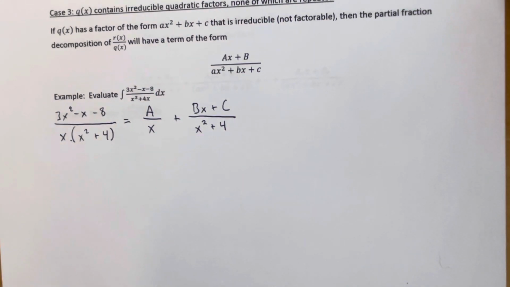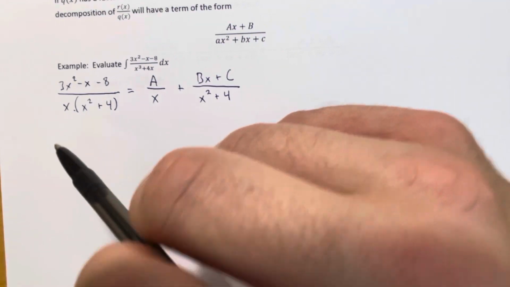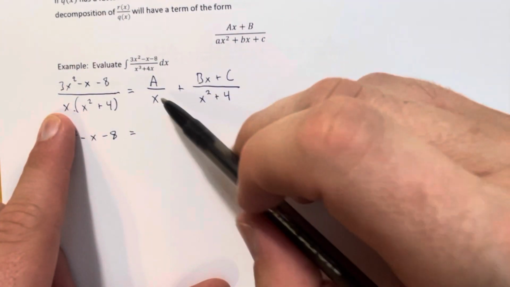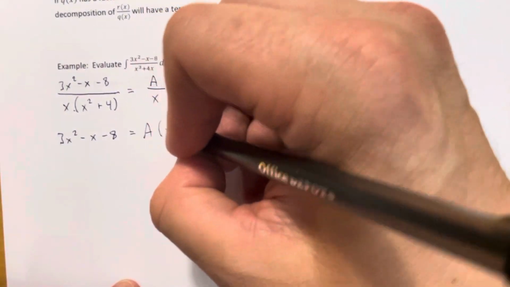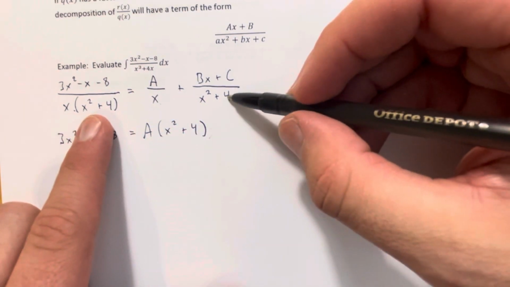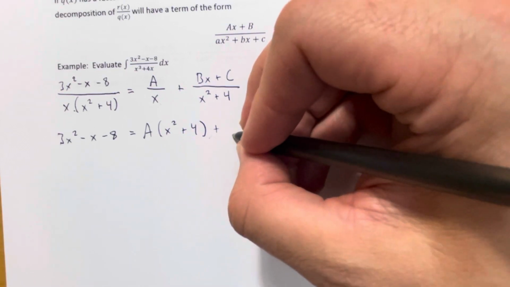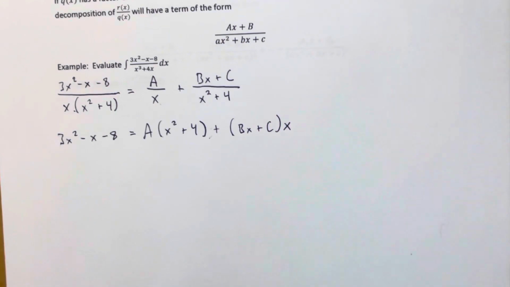Okay, so my partial fraction decomposition is going to look something like this. We proceed the way that we've been doing these problems. Multiply both sides by this denominator, which will just leave me with a 3x squared minus x minus 8 on the left. On the right, these x's will cancel and leave me with a times x squared plus 4. On this side here, the quadratics will cancel, and I'm going to just have an x there, so plus bx plus c times x.